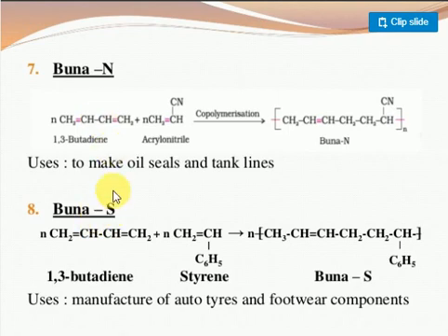Next is Buna S rubber, with styrene. You know styrene: CH2 double bond CH with a benzene ring. We add cyanide and get Buna N rubber. If we add styrene, which is nothing but a benzene ring here, we get Buna S rubber. This is called Buna N rubber and Buna S rubber.